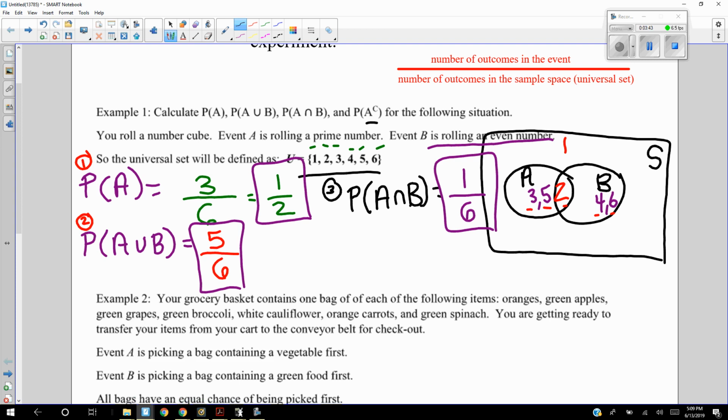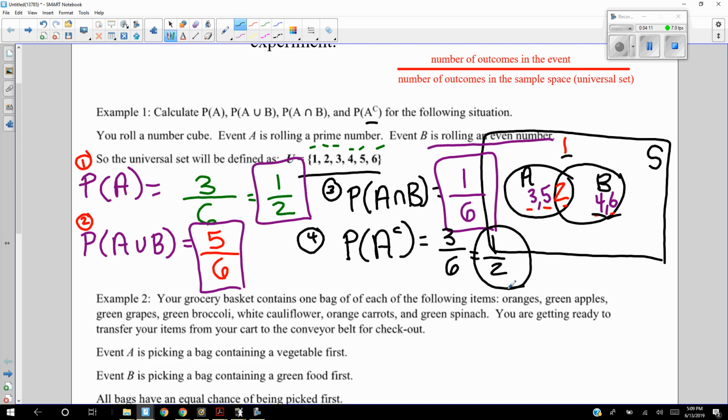And then our last one is the complement. What's the probability of the complement of event A? So basically it wants to know what numbers are not in A. Well, 1 is not in set A, 4 and 6 are not in set A. So there's 3 numbers on a 6-sided die. So there's a 3 out of 6, which reduces to a 1/2 chance that you're going to get something that's a complement of event A.